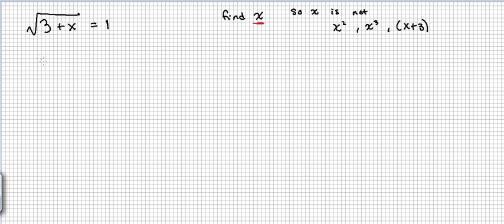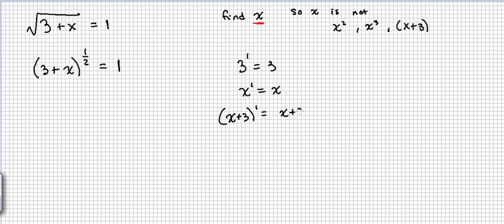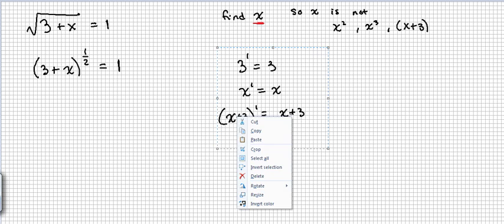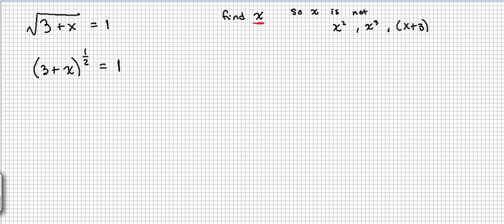So we could rewrite this as 3 plus x to the 1/2. That'd be equal to 1. To get rid of a square root, we always have to make this exponent go to 1. Because if it goes to 1, then it's equal to the same thing. Remember, 3 to the 1st is equal to 3. X to the 1st is equal to x. x plus 3 to the first is equal to x plus 3. So we're not changing our argument if we make it go to the first.